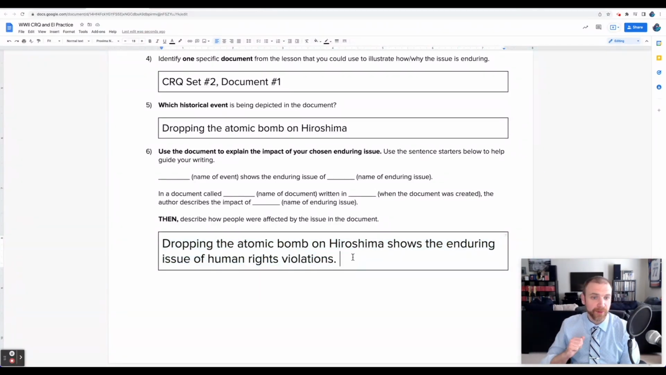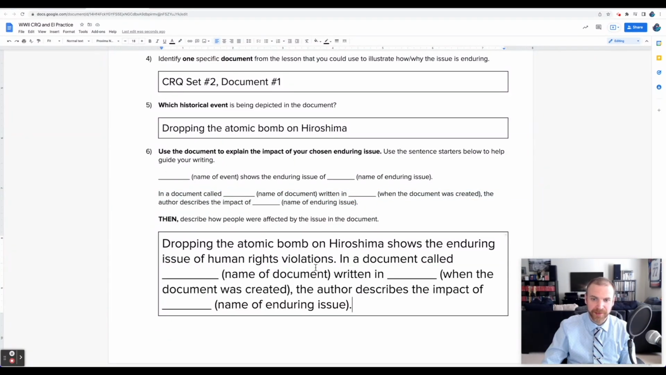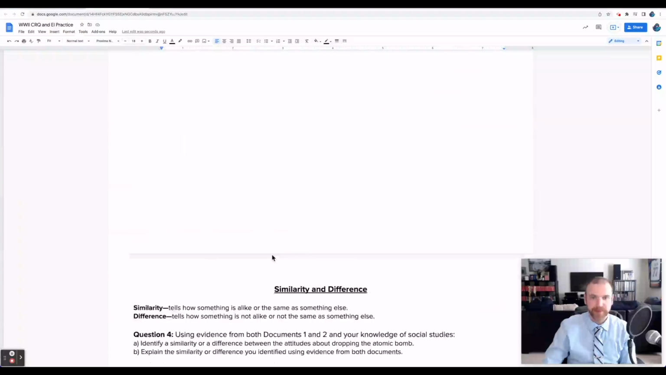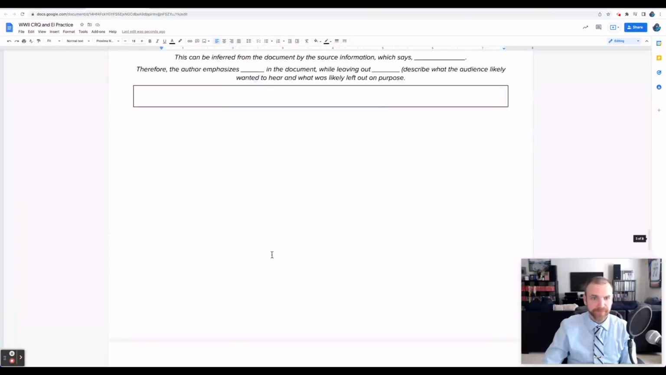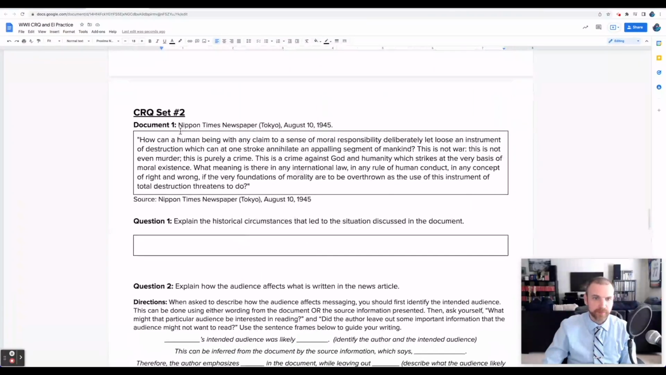Next sentence frame. Okay, so in a document called blank, written in blank, the author describes the impact of the chosen enduring issue, and then we'll describe how people were affected by the document. All right, so let's start with this second building block here. In a document called, right, so we have to find the name of the document. So let's go back and take a look. All we really have is the source information. So I'm going to use the Nippon Times newspaper.